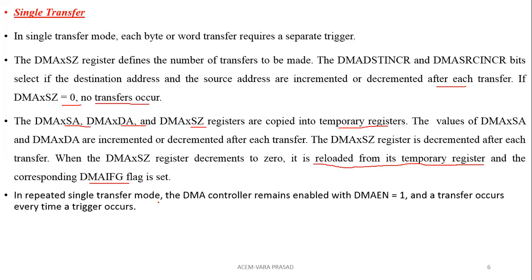Then similarly, here I am going to explain the fourth one, which is the repeated single transfer mode. Repeated means if DMA enable is one, the same operations will be performed. The same sentences apply, but in place of single, I'm using block. That is the second operation.